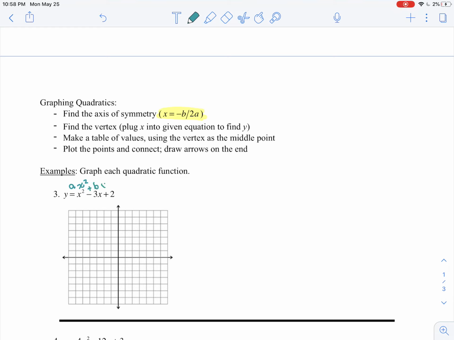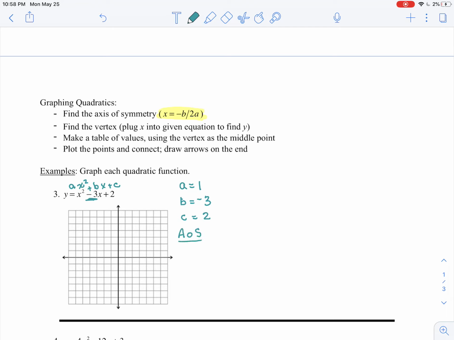Remember, quadratic in standard form is ax squared plus bx plus c. So a is whatever number is in front of x squared. Here we don't see a number, but we know that it must be 1. B is the coefficient of x. So here b is -3. Make sure you take the sign with the number. And c is the constant, the plain old number at the end, which in this case is 2.